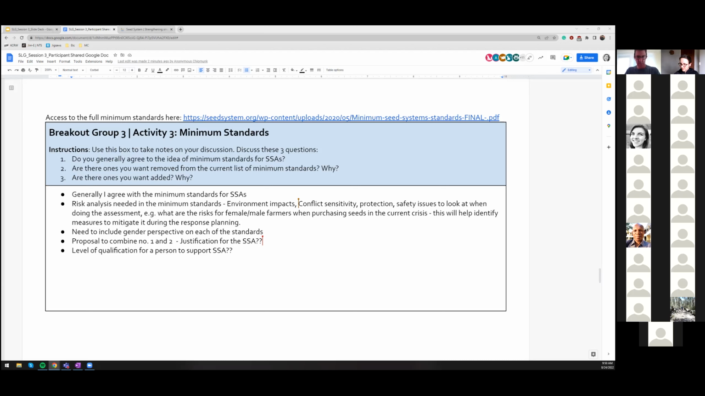So generally, they agreed on the need for minimum standards, and this happened across groups, but I think we should rename minimum standards. Risk analysis is needed. Wow, excellent. Environmental impacts, conflict sensitivity. You guys are getting into the content. Safety issues. Need to include gender perspective. Each proposed to combine 1 and 2, which is disaster stress and the justification for the SSA, and level of qualification for a person to do this.